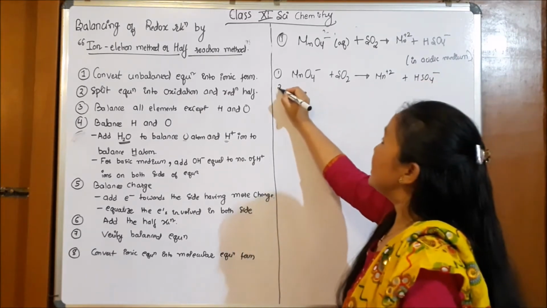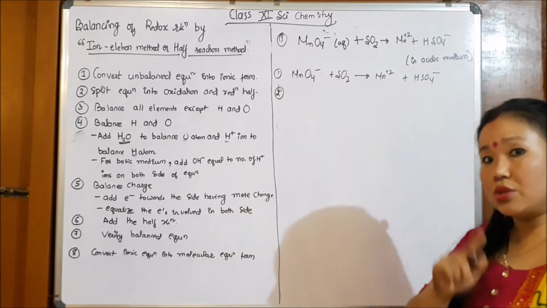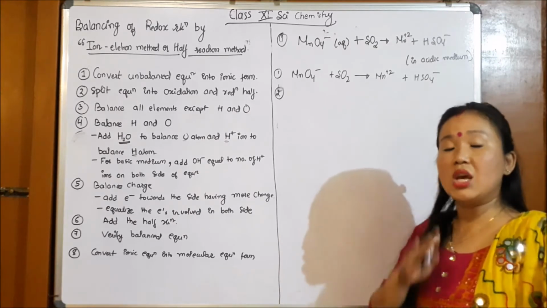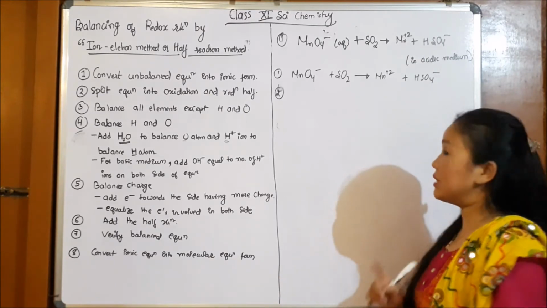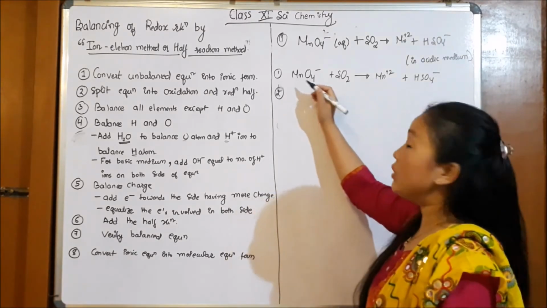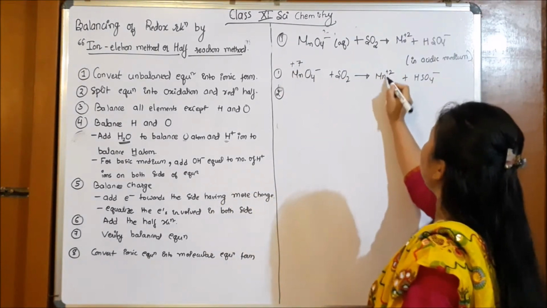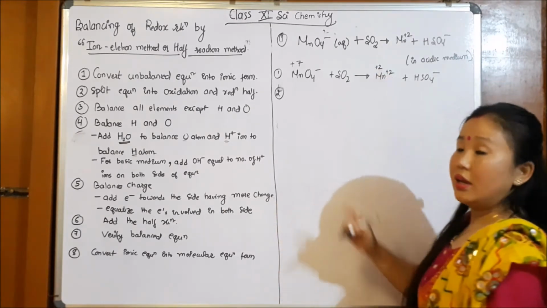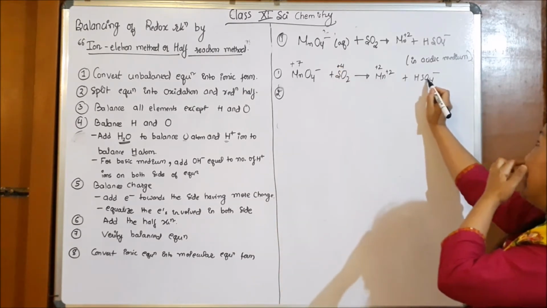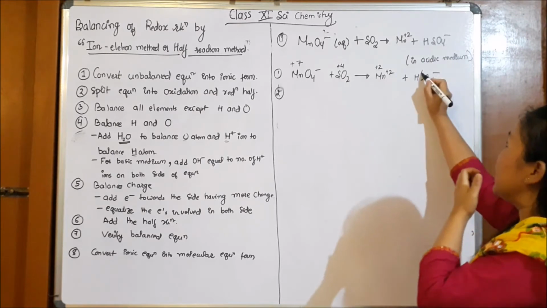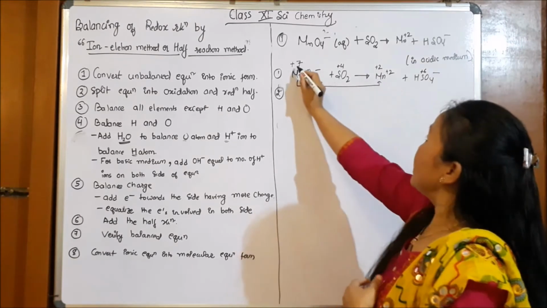Okay, now next step, now split the equation into oxidation half and reduction half. For that you need to remember which one is getting oxidized, which one is getting reduced. So for that you again need to assign oxidation numbers. If you calculate, you will get the oxidation number of manganese as +7. Here it is +2. Now sulfur dioxide has +4 and here it is +6. Okay, so the change is from +7 to +2.